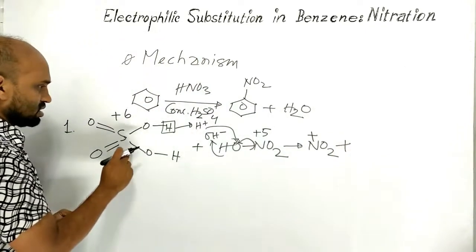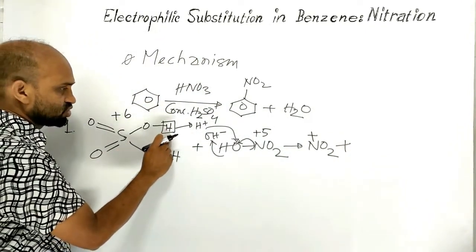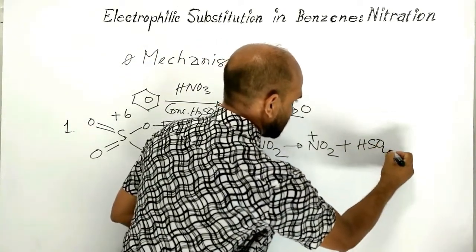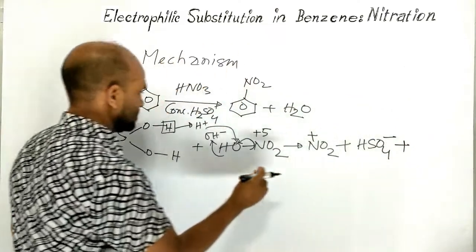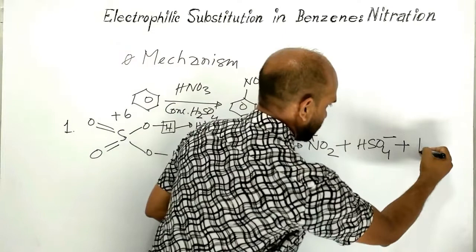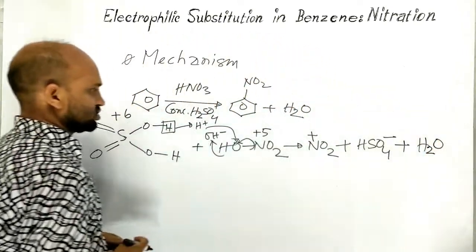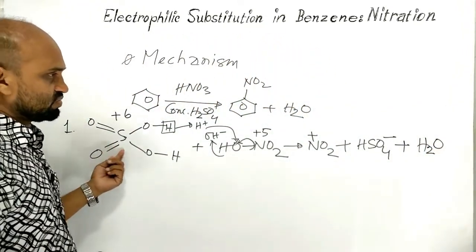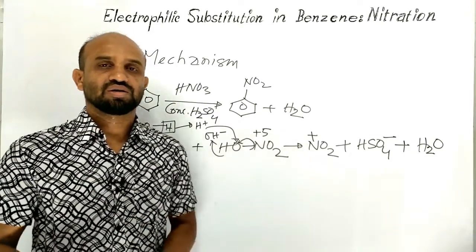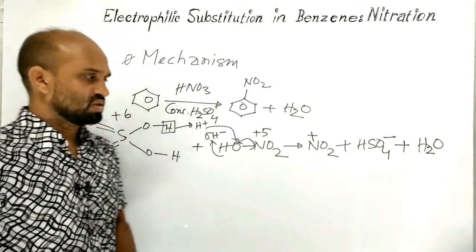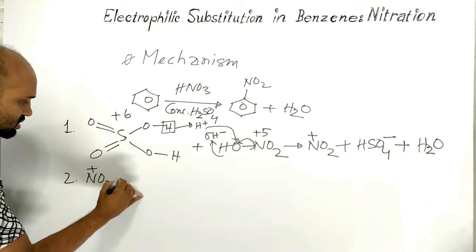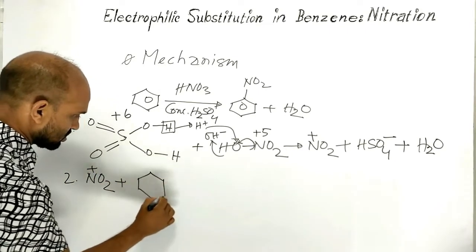And after releasing this proton from sulfuric acid, bisulfate ion is formed, and this proton and this hydroxide ion form water. So from the first step, nitric acid produces nitronium ion reacting with sulfuric acid. Step 2, this nitronium ion interacts with benzene.